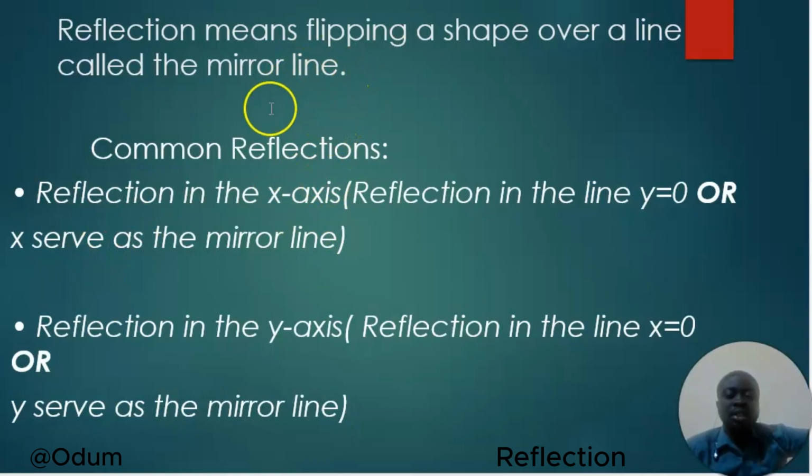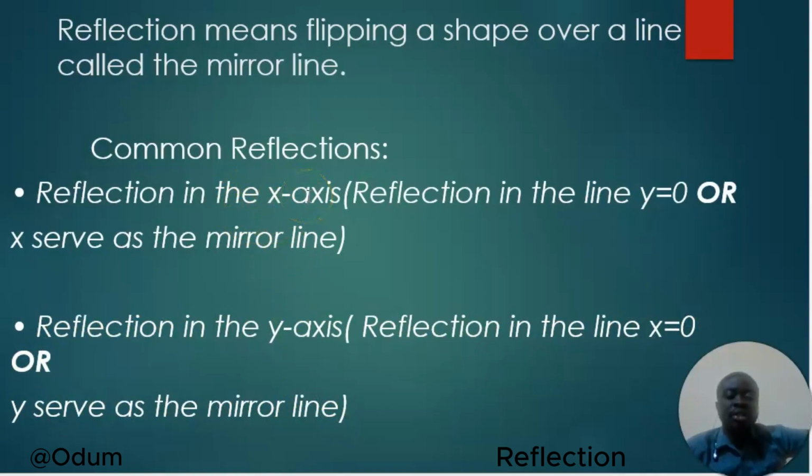In rigid motion or in transformation, we also do reflections. We have two reflections we do. We have reflection in the x-axis. Reflection in the x-axis is the same as reflection in the line y equals 0, or the x-axis as the mirror line. And we also have reflection in the y-axis, or reflection in the line x equals 0, or the y-axis as the mirror line.